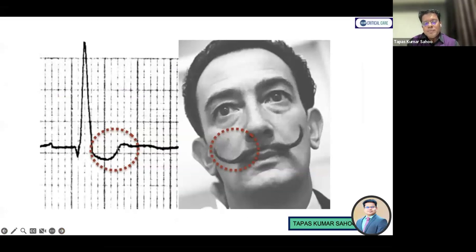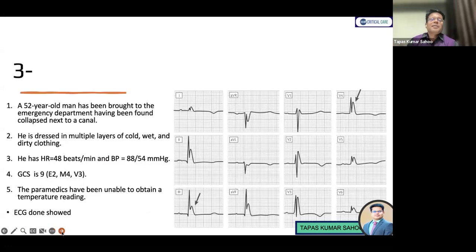Just easy to remember. If you are getting this type of feature in a patient who is taking some of the cardiac medication and the patient is in acute renal failure, the examiner is expecting that you should tell that the patient is having digoxin toxicity or digoxin effect.